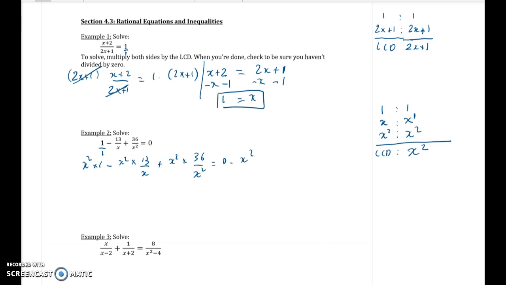I could do that in my head, but if you are used to doing that for a long period of time, you will be able to do it in your head. Otherwise, sometimes instead of having 0, you're going to have a 3. And because you're not used to multiplying both sides, you're not going to multiply your 3 by x squared. Therefore, you will make a mistake by multiplying by the LCD only on one side of the equation.